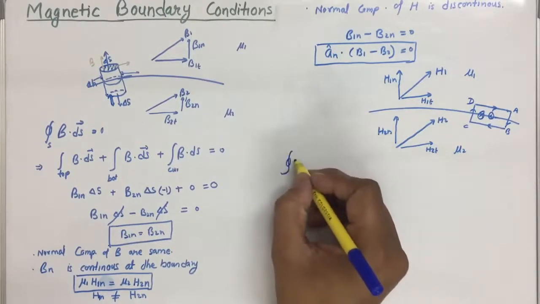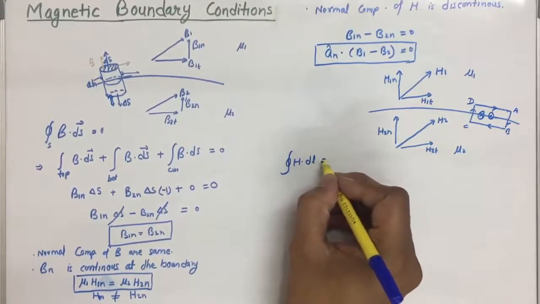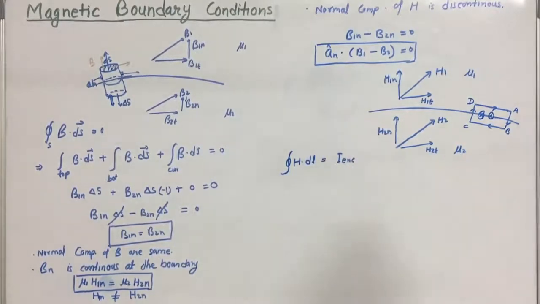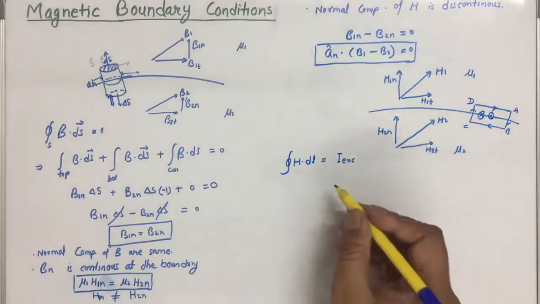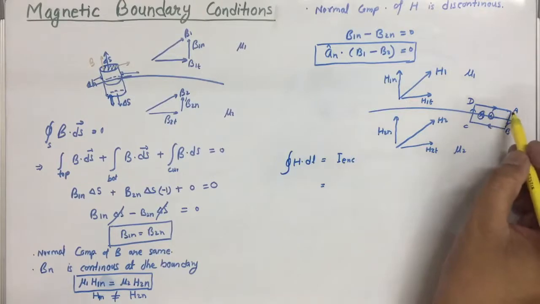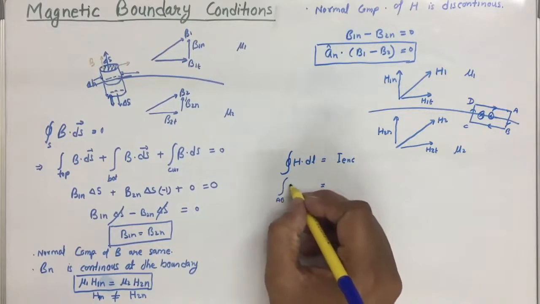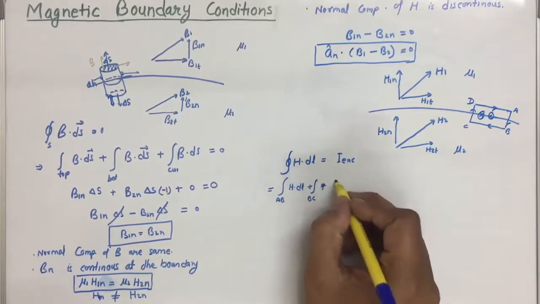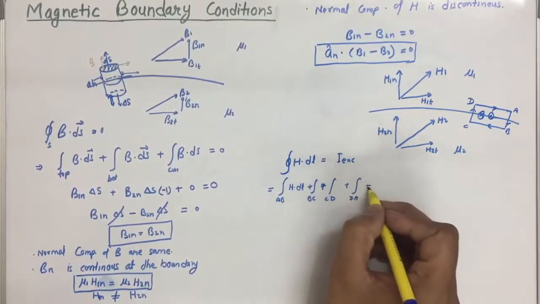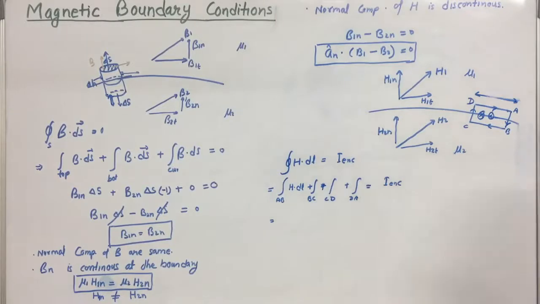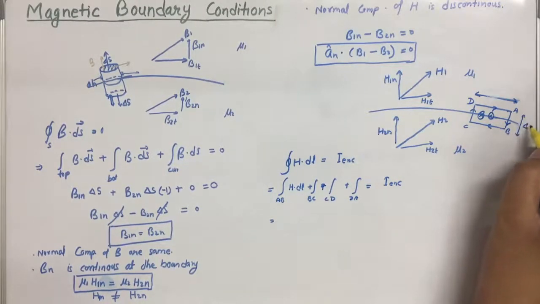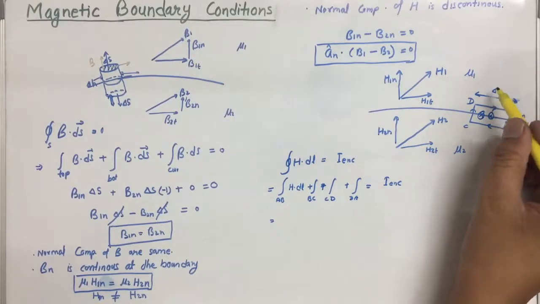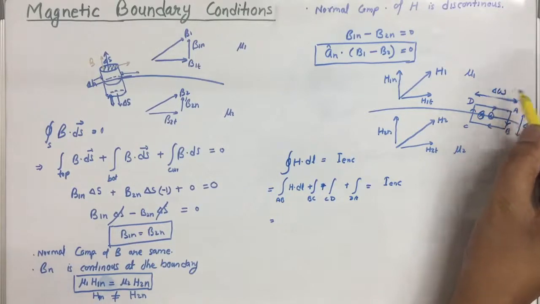Now apply Ampere's law, that is, H dot dl around a loop will be equal to the current enclosed. We have studied this. Following this, start from here: I enclosed can be written as the sum of H for AB, for BC, for CD plus DA, including all, which will give us the current enclosed. Consider this thickness as delta h and this width as delta w.